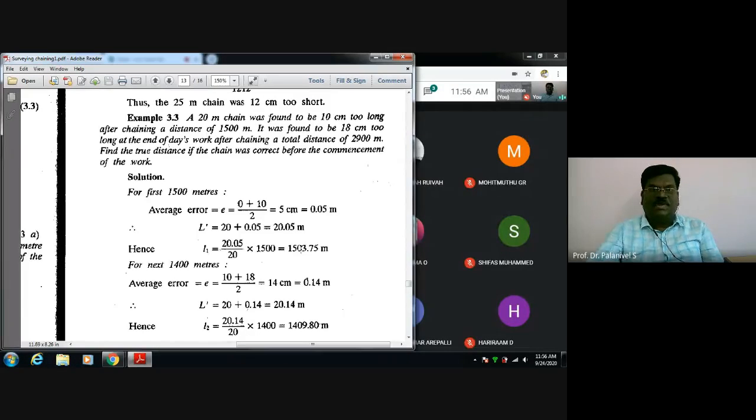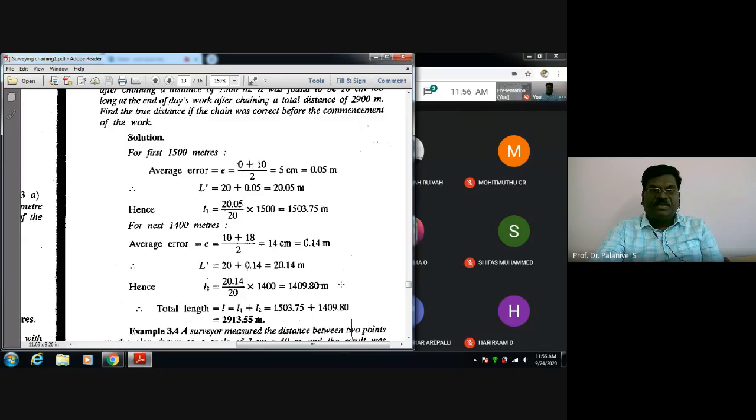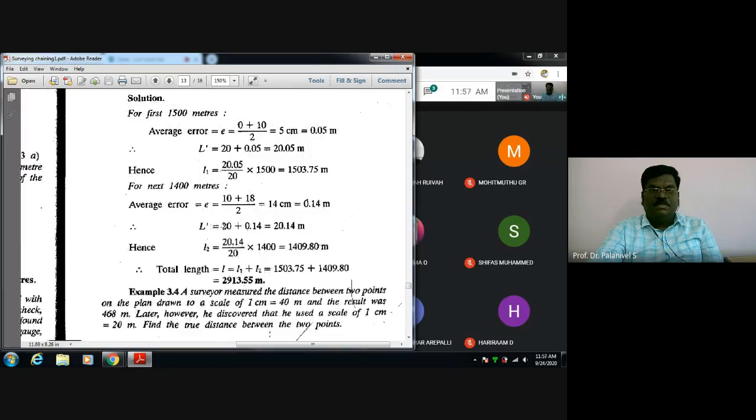Measured up to that 1500 meter length here, right? For the next 1400 meter, because at the end, 2900 meter is given. For the next 1400 meter, the average error: at 1500 the error is 10 centimeter. At the end of 2900 meter measurement, the error is 18. That's why 10 plus 18 divided by 2, 14 centimeter, 0.14 meter. That is the average error involved when you measure from 1500 meter to 2900 meter of the survey line. Now L dash is equal to 20 plus 0.14. 20.14 meter is the actual length of the chain.